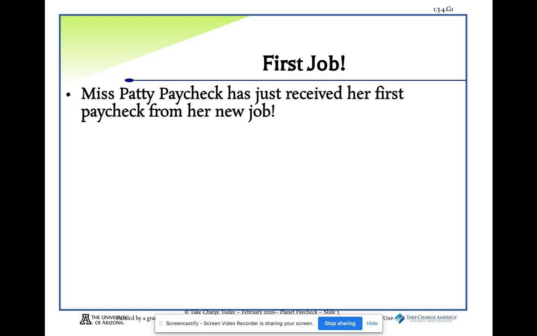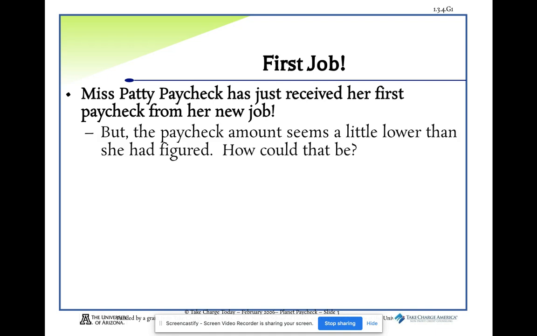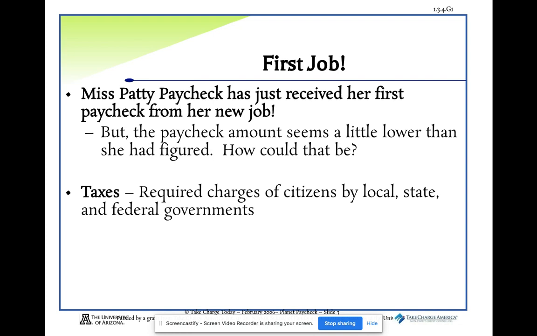All right, so first job. Miss Patty has just received her first paycheck from her new job. Super awesome. The paycheck amount seems a little lower than what she had figured out. How could that be? So there's a lot of reasons this might happen, but something that we always tend to not consider when we're thinking about our jobs: say we get paid $15 an hour, and I work 3 hours this week, and I multiply that by 15, but then my paycheck is less than that total amount. The reason being often is that it's from taxes.